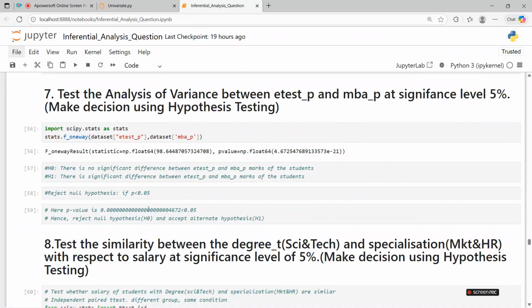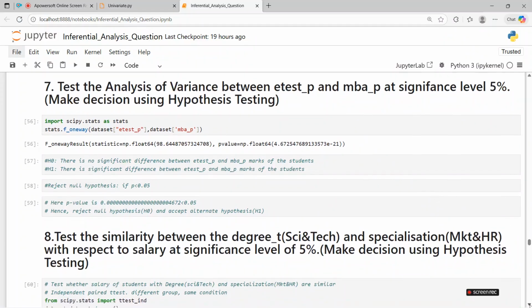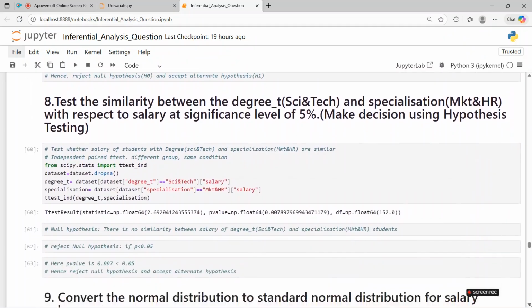So it is like 0.00004672, which is definitely less than 0.05. So we are rejecting the null hypothesis H0 and accepting the alternate hypothesis H1. So there is significant difference between entrance test marks and MBA marks for the students.